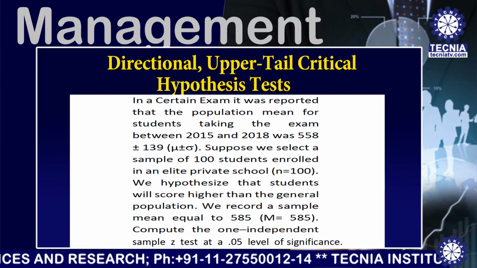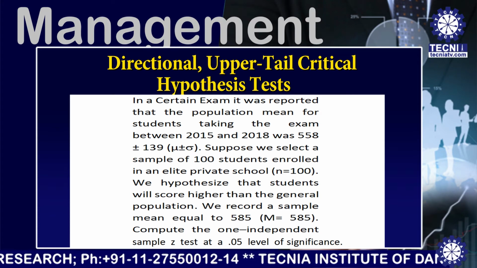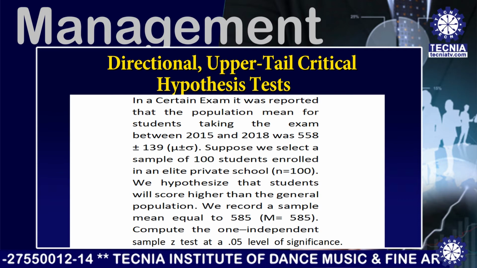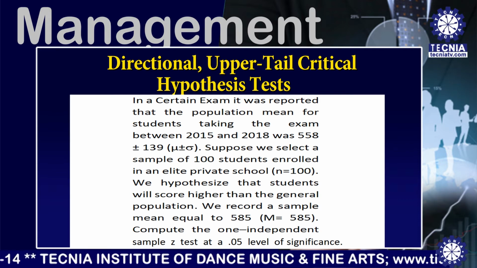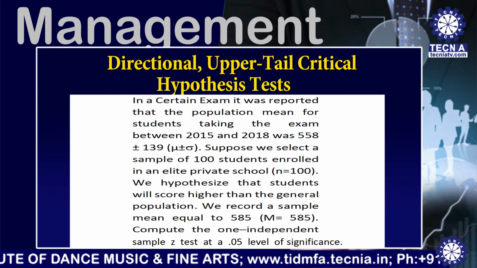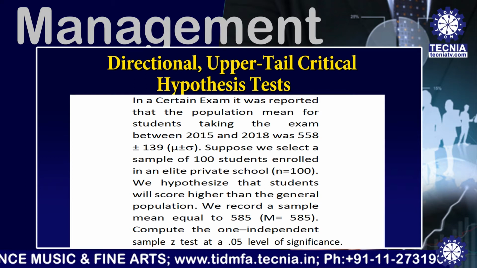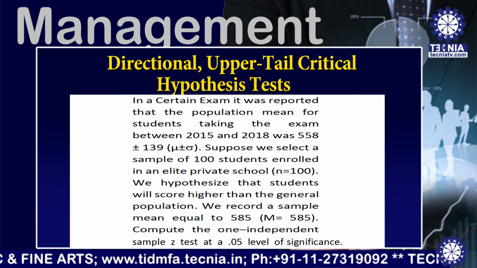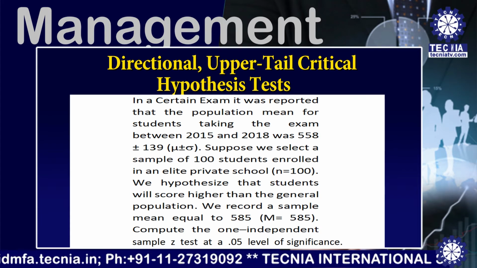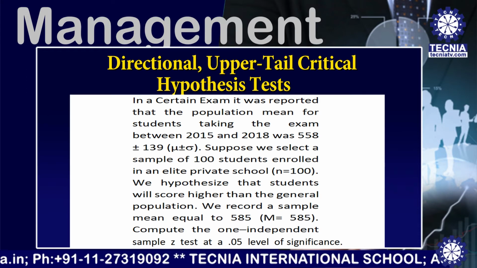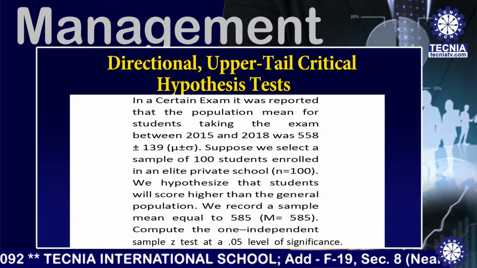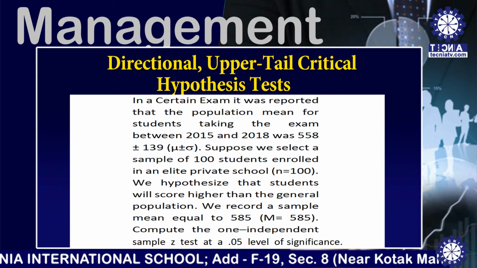In a certain exam, it was reported that the population mean for students taking the exam between 2015 and 2018 was 558 plus or minus 139. Suppose we select a sample of 100 students enrolled in an elite private school, which is n equal to 100. We hypothesize the students will score higher than the general population. We record a sample mean equal to 585. Compute the one independent sample Z test at a 0.05 level of significance.